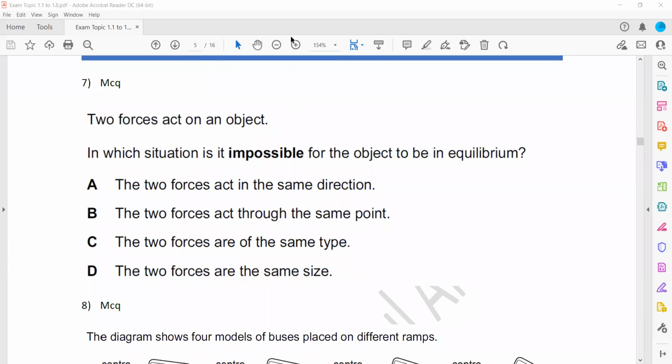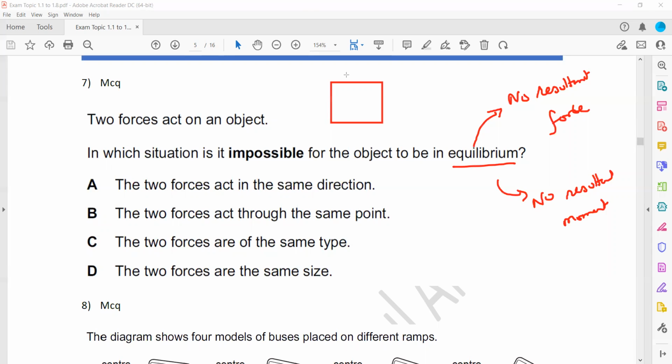2 forces act on the object. In which situation is it impossible to be in equilibrium? Equilibrium means there should be no resultant force. That is the condition: no resultant force, and no resultant moment or turning effect. If 2 forces are acting in the same direction on an object, their resultant can never be 0, because no resultant force means the resultant of the forces should be zero.